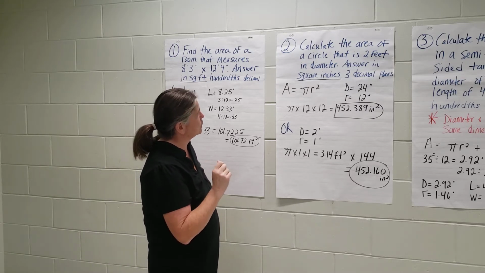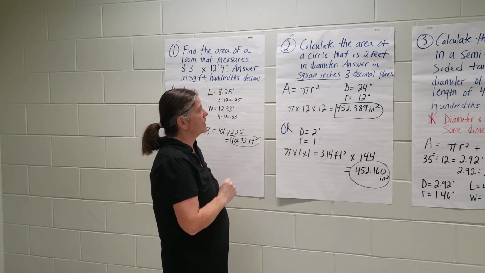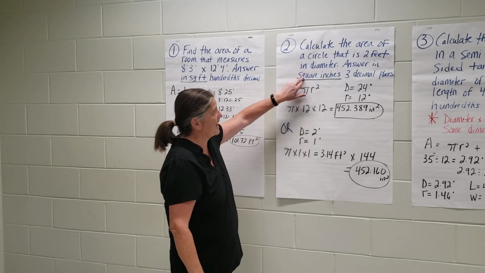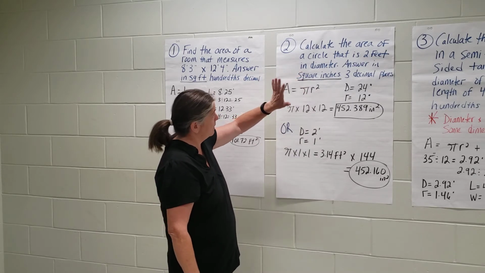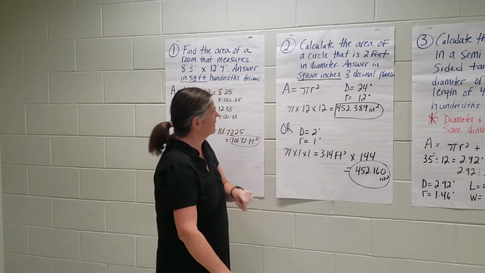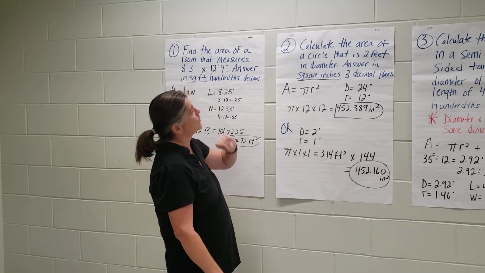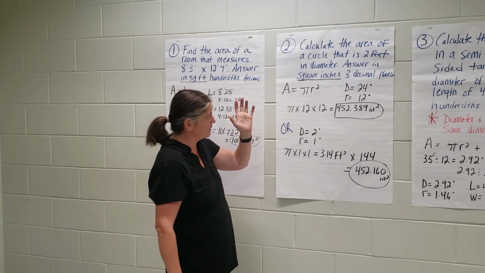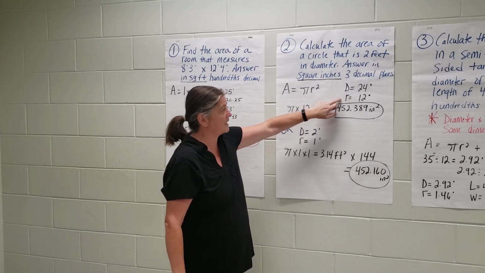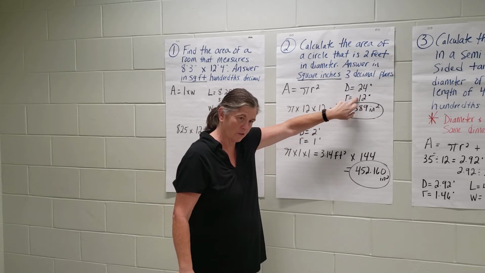Calculate the area of a circle that is 2 feet in diameter. Answer in square inches, 3 decimal places. So here's the key. Answer in square inches. But look, my number's in feet. Good news, you know how to get those feet to inches. Or I hope the heck you do. So 2 feet, 2 times 12 would be 24 inches is the diameter. And we have to remember that radius is always half your diameter. So your radius would be 12 inches.